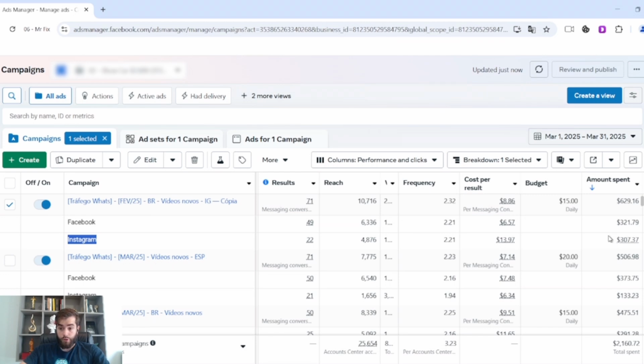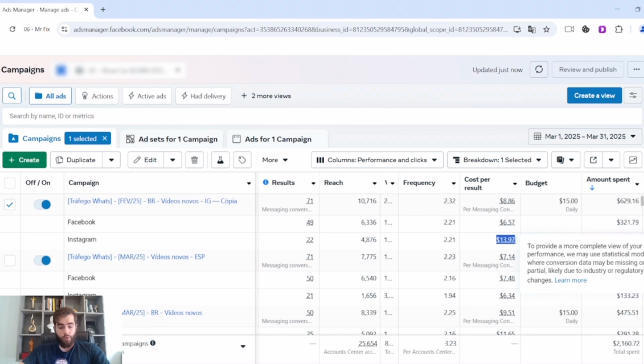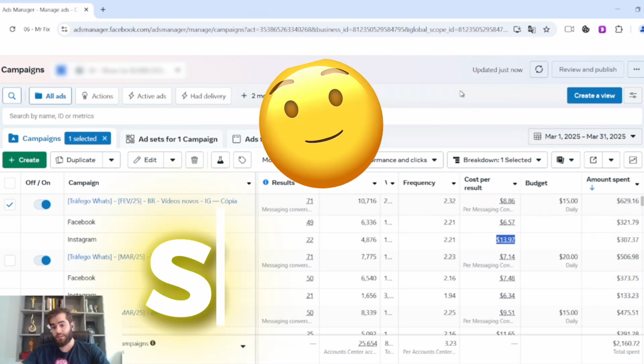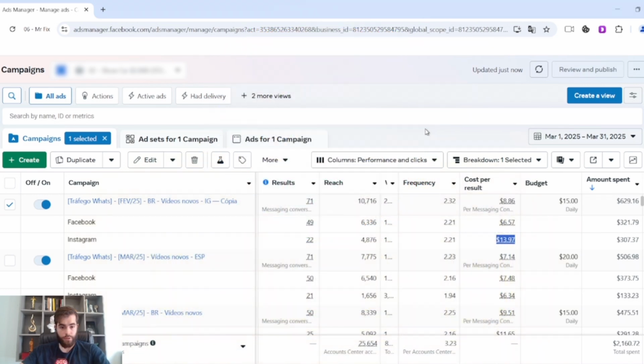So if you stop to think about it, we just got 50%. I mean, apparently 300 and 300, so we spend around $600. And the cost per lead is way higher than if we compare to Facebook. But it's okay, because on Instagram we are getting more qualified leads. We are not focused on the cost per result. We are focused on sales. And this is something that you have to understand.